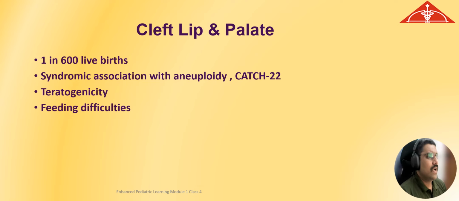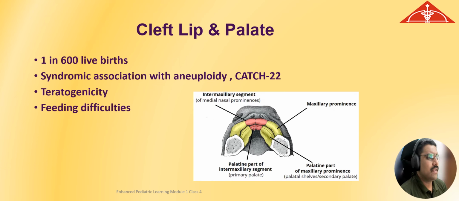Subsequently, we'll discuss cleft lip and palate, which is a very common isolated malformation, though there is syndromic association with certain trisomies and the DiGeorge or velocardiofacial syndrome as well. Teratogenicity is seen with alcohol intake, phenytoin, and maternal diabetes. And the most important problem is that of feeding difficulties, which occur in cleft lip and palate.